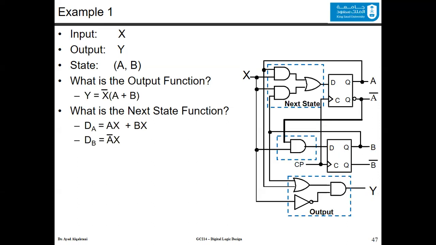Now to get the functions, they are as follows. Y is equal to X bar AND A or B. One of the inputs is coming from B, and the other one is coming from A. The next state function, you write it this way. You try to get DA, and you try to get DB. Now, DA is an OR of two terms. The first term is X with A, AX, and the second term is X with B, BX. Now for DB, it has a single AND gate between the X and the A bar.